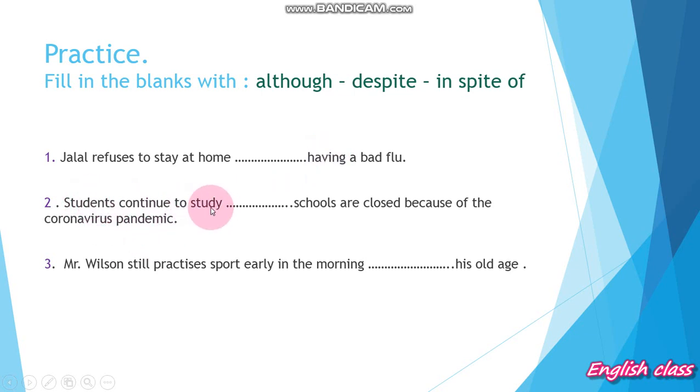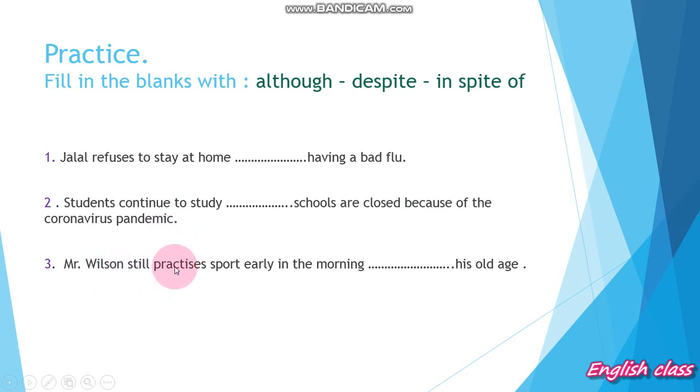Students continue to study, schools are closed because of the coronavirus pandemic. Normally when we have a pandemic and schools are closed, students don't continue to study. But here students continue to study. Schools are closed because of the coronavirus pandemic. So here schools are closed: subject, verb, and complement. Great. It's although. So students continue to study although schools are closed because of the coronavirus pandemic.